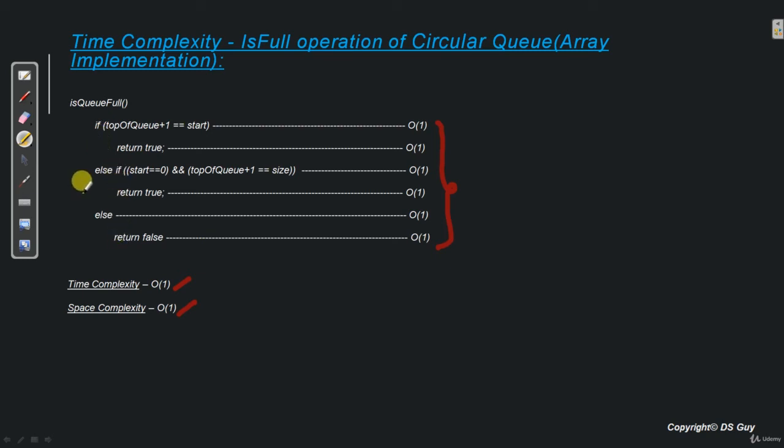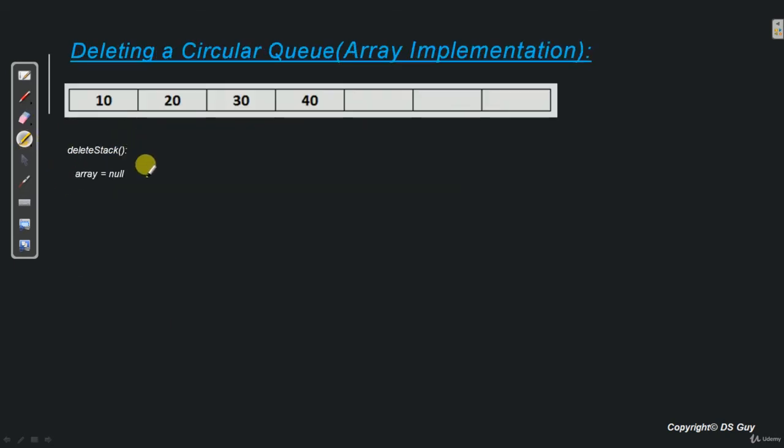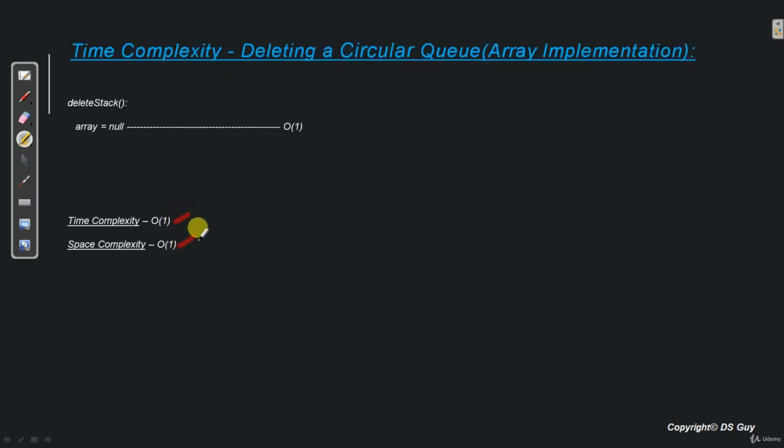Now let's move on to the last operation of a circular queue, that is deleting a circular queue. Deleting a circular queue is very simple. We just have to make the array null. The array stores the entire queue. If it is made null, the entire queue will also collapse. And if we see the time and space complexity of this algorithm, it is order of 1 because we are not using any extra space and this one statement will take constant time.